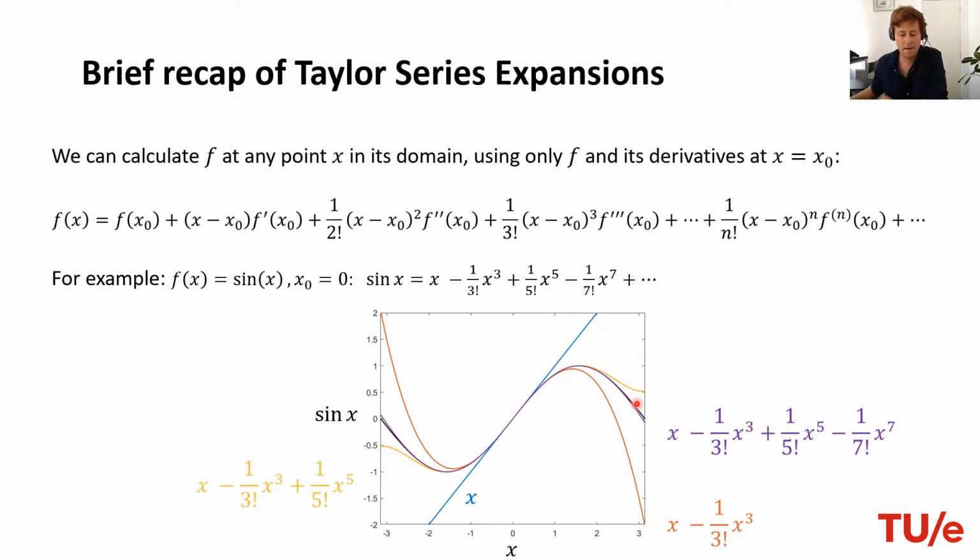Also important here is that if we are close to our x naught, which is 0 in this case, then we can already get away with quite a limited amount of terms. So this blue line already is quite a good approximation as long as we don't pick our x to be too large.